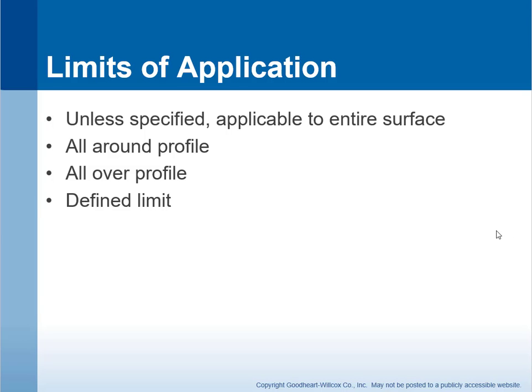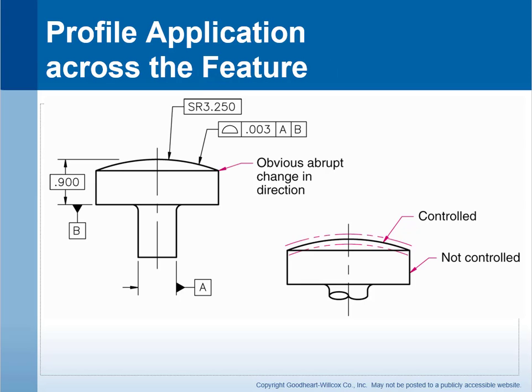Okay, we're still talking about profile tolerances. Limits of application. Unless it's specified underneath the feature control frame, usually, the profile tolerance applies to the entire surface. It's an all-around profile, it's all over, or it has a defined limit. So in this, we look at a profile tolerance that is across the entire feature.